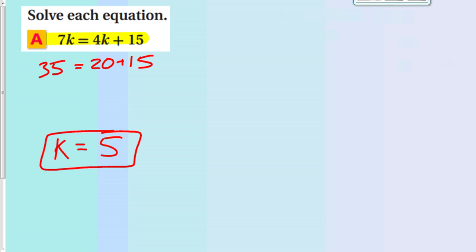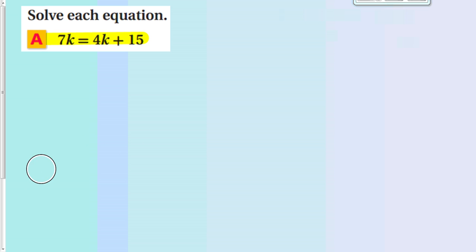Alright, now some of you are probably wondering, well, what if I would have tried to bring 7k to the right side instead of 4k to the left side?